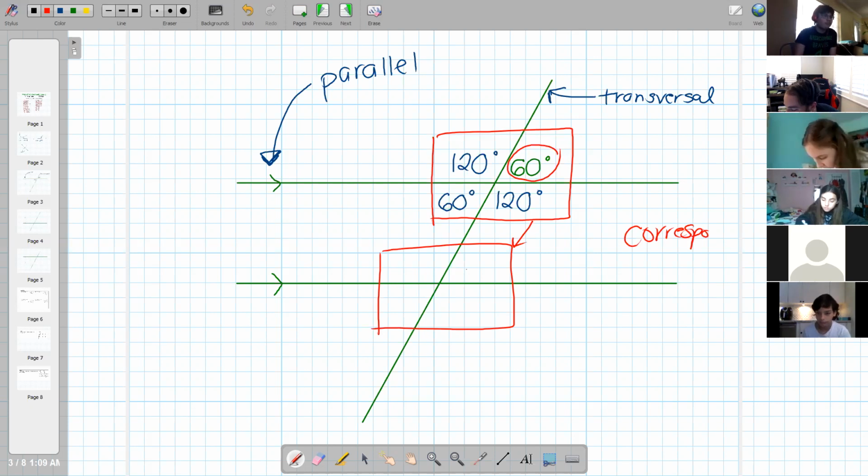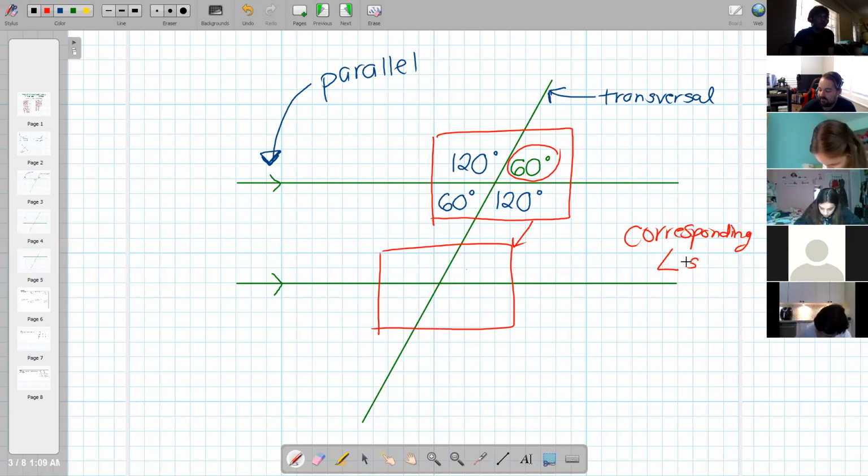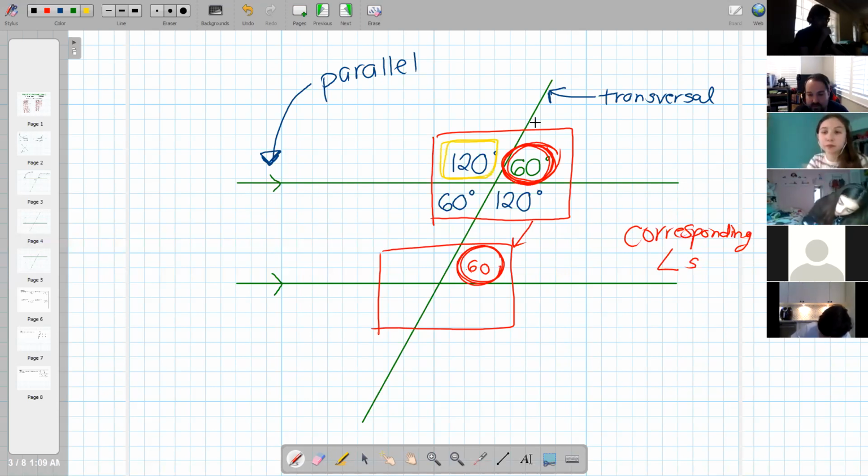Corresponding angles. The shortcut for angles that we use in geometry sometimes is we draw a little angle and put an S next to it. Corresponding angles. If this angle up here in the top right corner is 60, then the angle down here in the top right corner is also going to be 60 because it's in a corresponding location. And if this angle over here in the top left corner is 120, then the angle in the top right corner below is going to be 120. They are in corresponding positions.